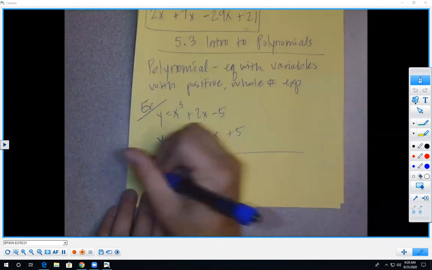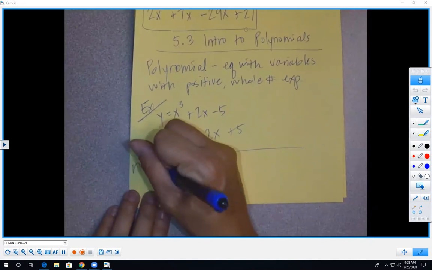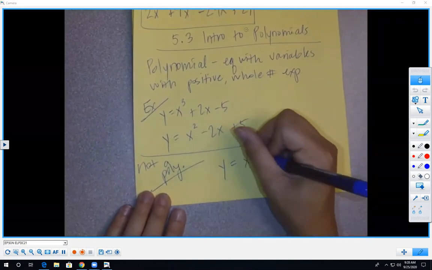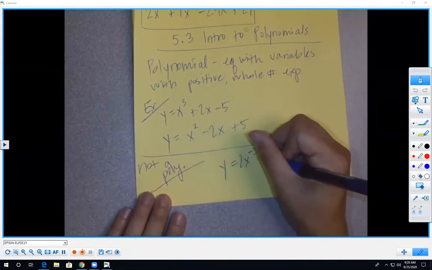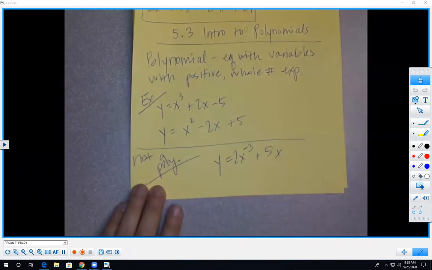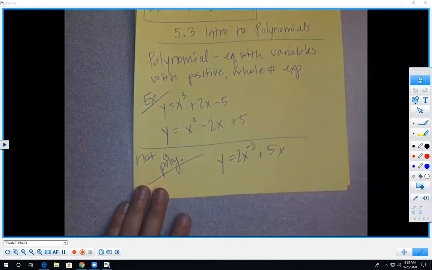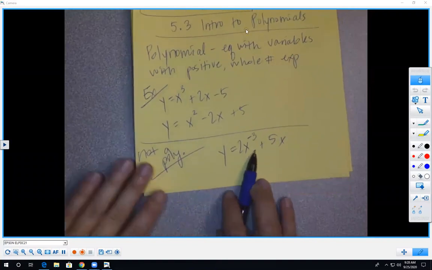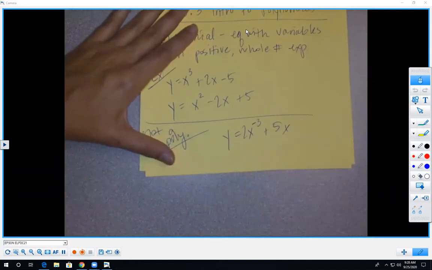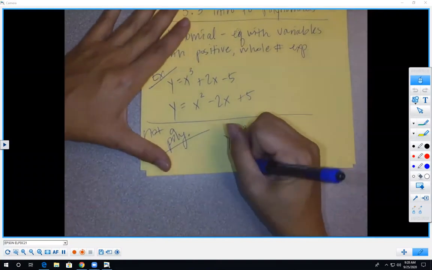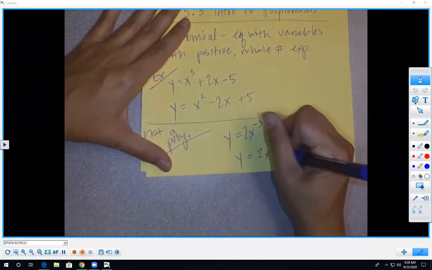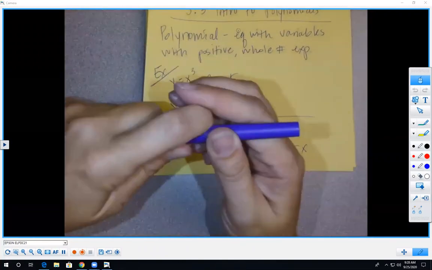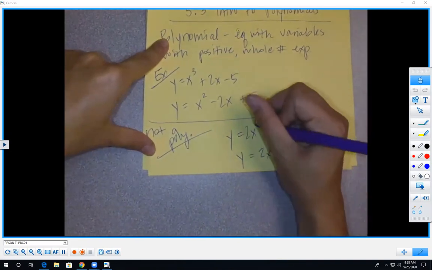So an example of what's not a polynomial is if I had y equals 2x to the negative third power plus 5x. Why is that not a polynomial? Because it has a negative exponent. Okay, another example of something that's not a polynomial is if I had y equals 2x to the 1/2 power plus 5x. Yeah, the problem there is that's a fraction. It's not a whole number.